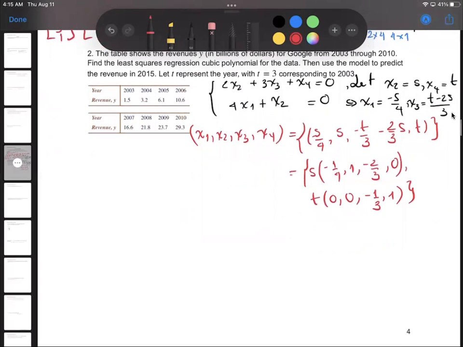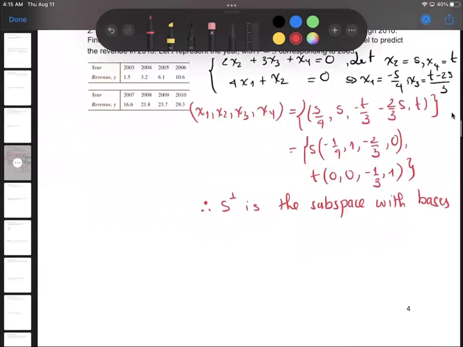So we can conclude that therefore the orthogonal complement of S is the subspace with basis equal to (negative 1/4, 1, negative 2/3, 0) and (0, 0, negative 1/3, 1). And we're done.